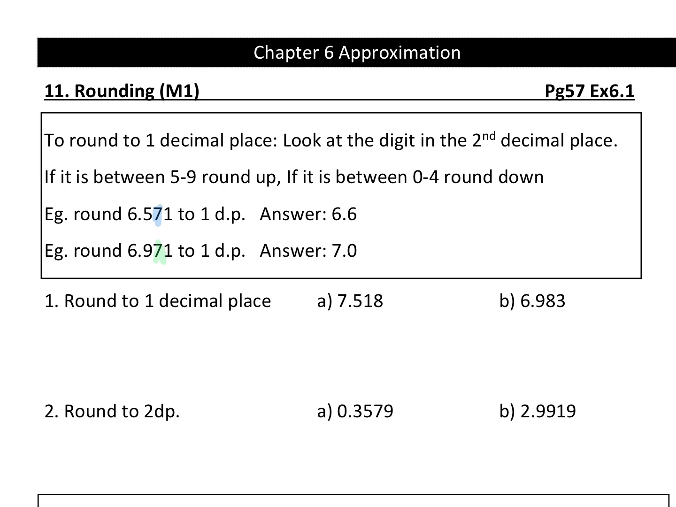So let's look at these examples. We have to round 7.518 to one decimal place. So the digit after the first decimal place is a 1, which tells me to round down. So the 7.5 stays as 7.5. The next one, we have 6.983. The digit after the first decimal place is the 8, and that tells me to round the 9 up to a 10, which would make 7.0.